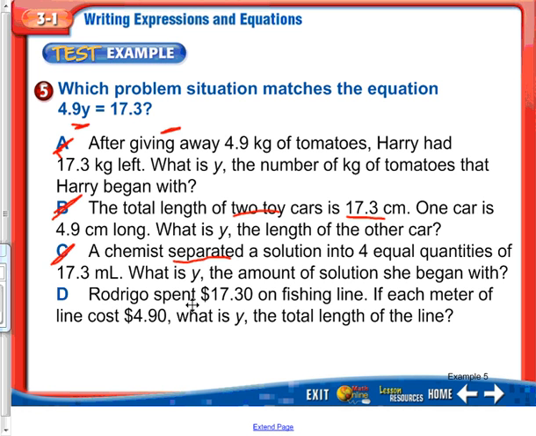Rodrigo spent $17.30, which we can write as 17.3 on fishing line. If each meter of line costs $4.90, what is Y, the total length of line? So if each meter was $4.90, we could take 4.9 times Y, which is the entire length, to give us the $17.3. So D here is our correct choice, not only because it does make sense, but because I think we've proven that we can eliminate all of the other choices.